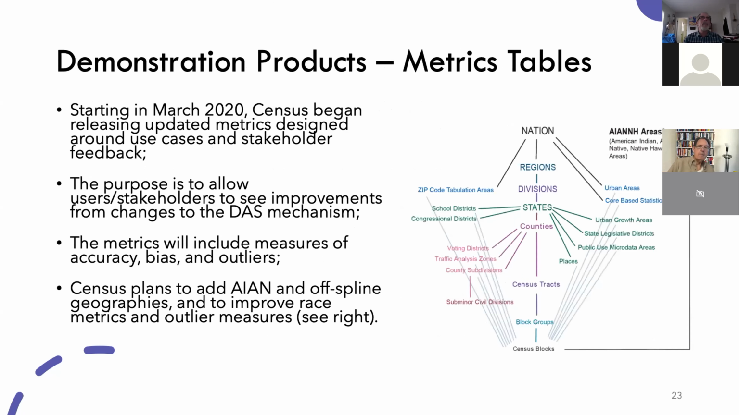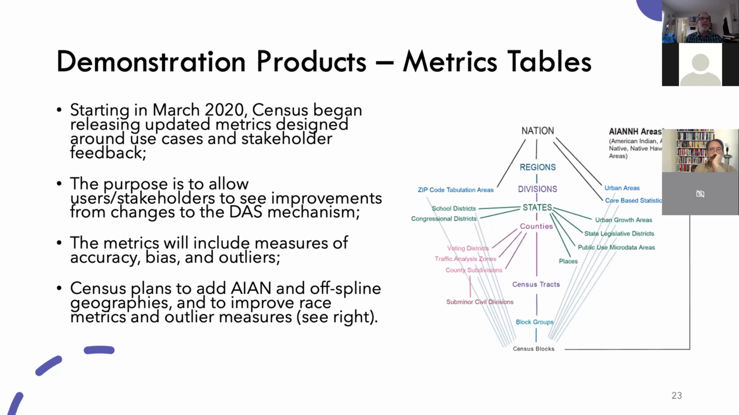Okay. So the metrics tables. Starting in March of this year, the Census Bureau began releasing updated metrics tables. These were designed around use cases and stakeholder feedback. Their purpose was to allow users and stakeholders to see improvements in changes to the DAS mechanism. The metrics will include measurements of accuracy, bias, and outliers.